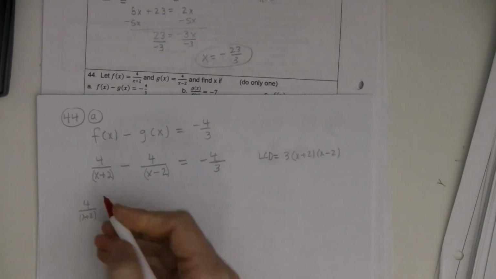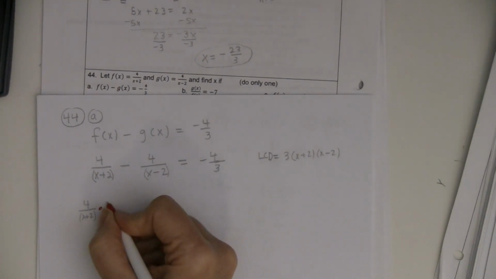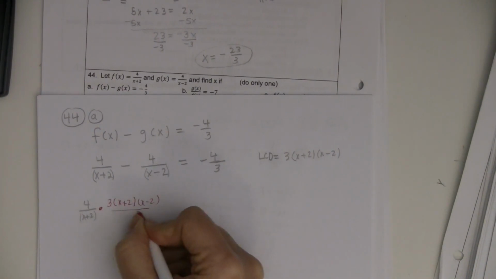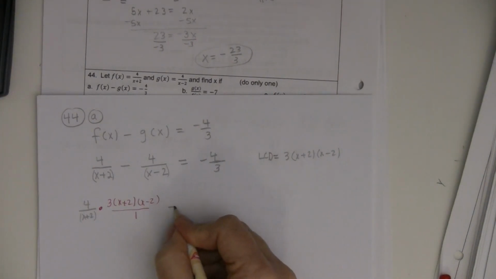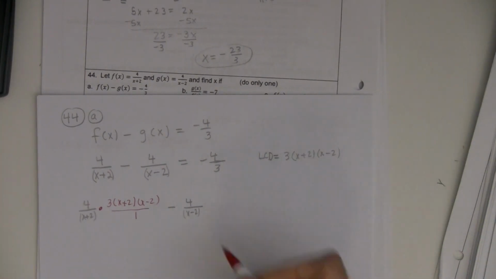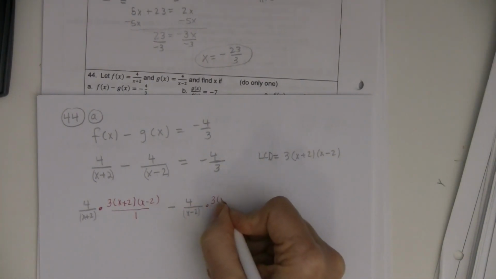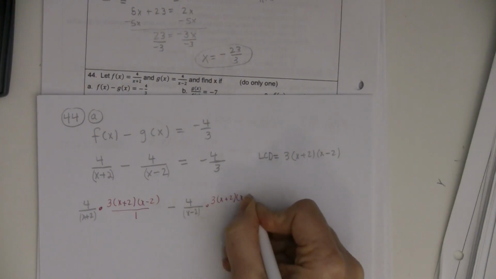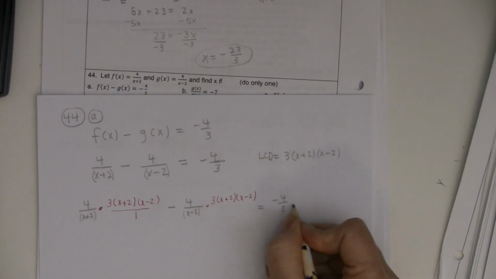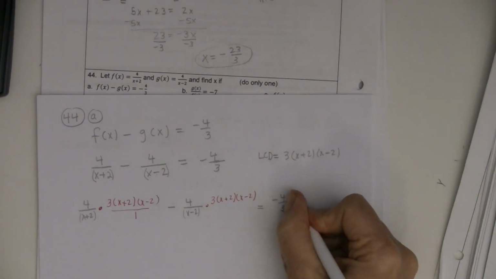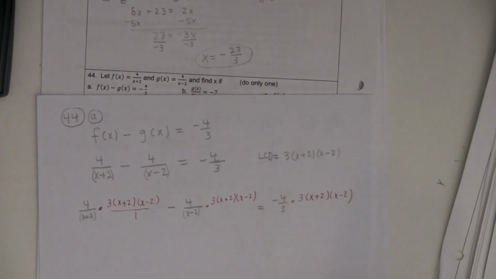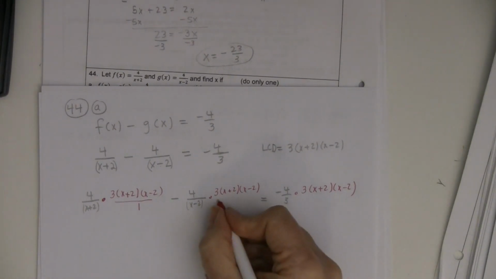And so when I multiply, it doesn't matter if I write this on the left or the right, 3 times x plus 2, x minus 2 over 1, and then minus 4 over x minus 2, and then I'm going to multiply that by 3 times x plus 2, x minus 2, and then equals negative 4 over 3, and then times every single one of them, 3 times, because of the distributive property. And I'm here to cancel, right? And this is over 1.